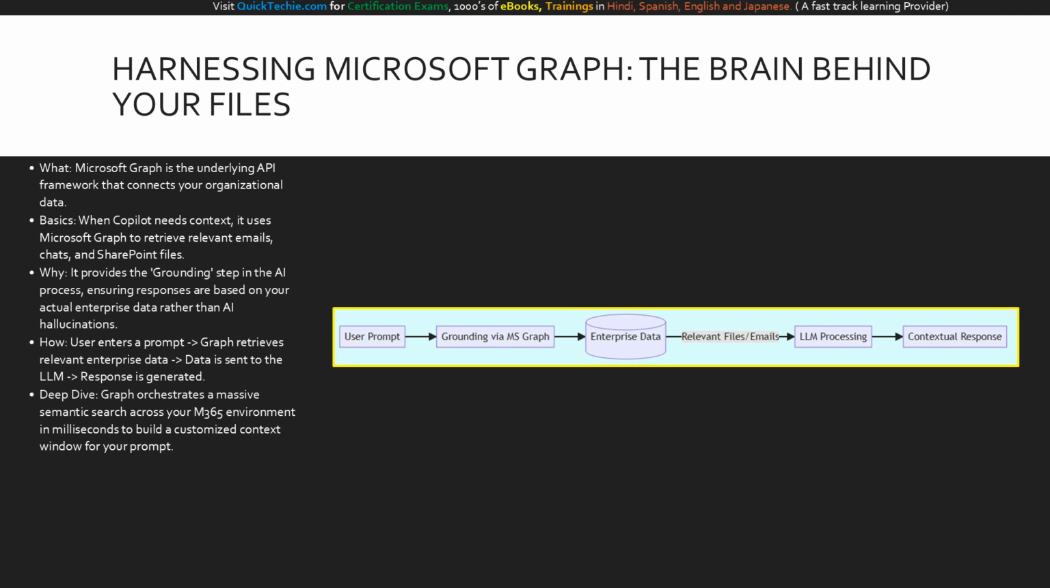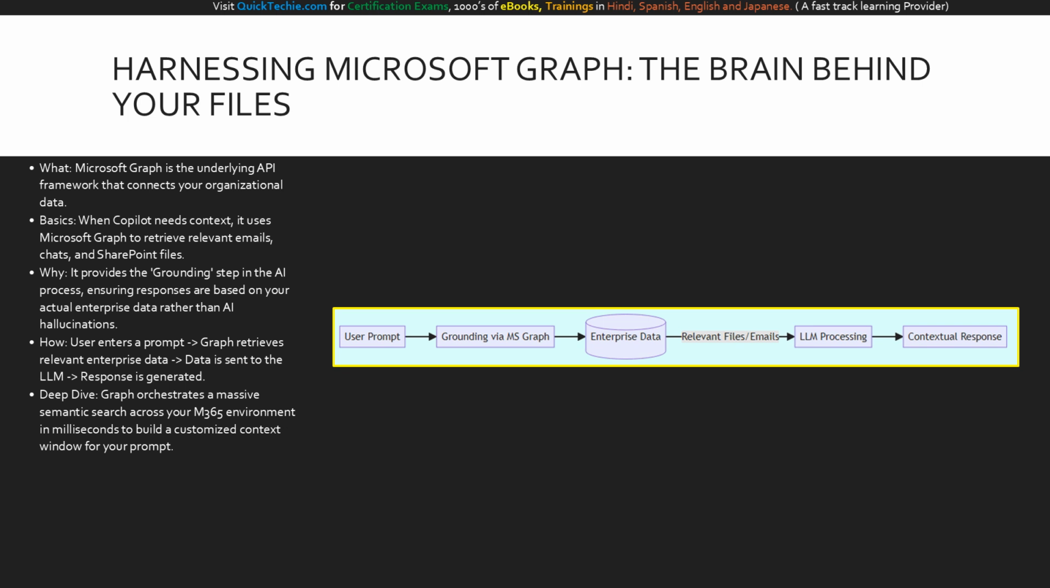We cannot talk about work context without talking about the engine powering it, Microsoft Graph. When you prompt Copilot in work mode, the LLM does not inherently know your business. The prompt triggers a process called grounding. During this split-second phase, Copilot sends a signal through Microsoft Graph, which searches across your SharePoint, OneDrive, Outlook emails, and Teams chats to find relevant information.